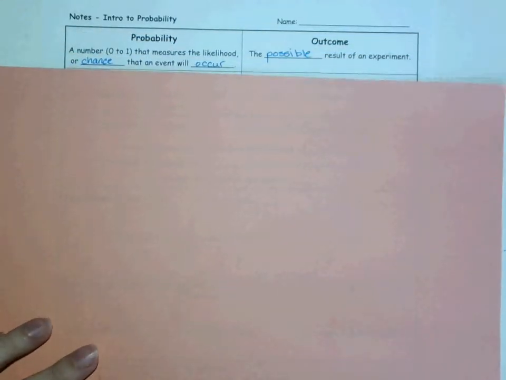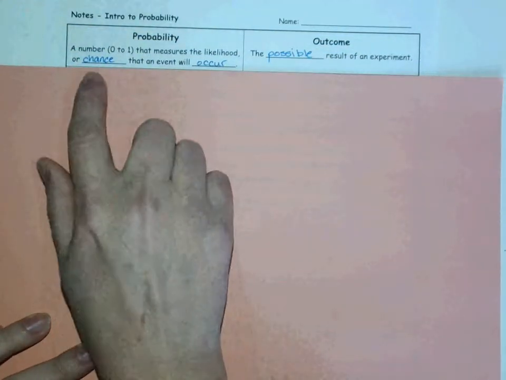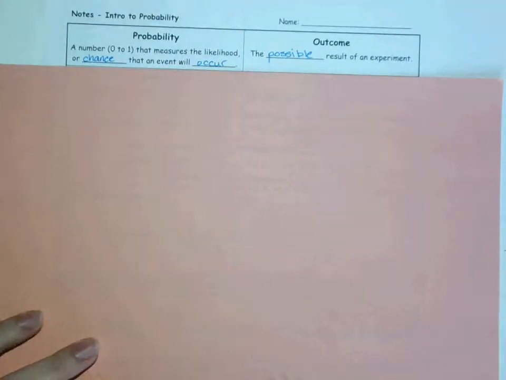So starting with probability, what is probability? Probability is a number from 1 to 0, which means it can be written as a decimal, as a fraction, or as a percent, that measures the likelihood or chance that an event will occur. So again, right now you should be copying in your words, chance and occur.